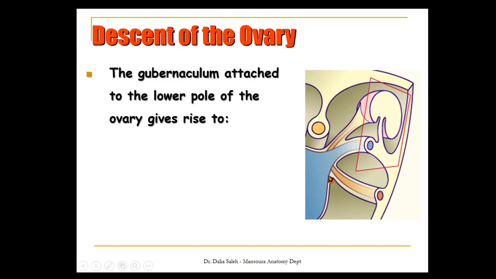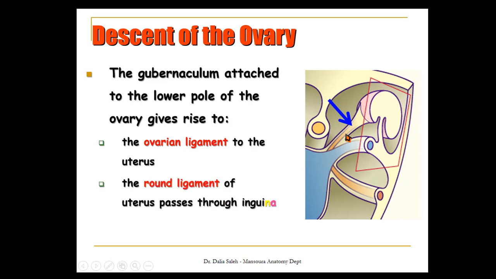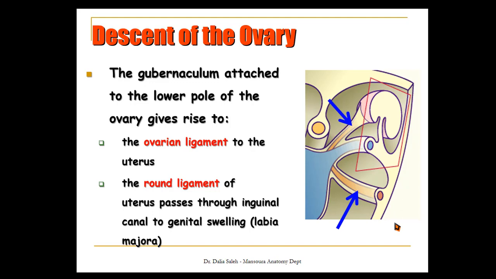The gubernaculum attached to the lower pole of the ovaries will give rise in this region to the ovarian ligament. If you remember the first picture I showed you, from the lateral angle or the corner of the uterus, we have a posterior ligament holding the uterus to the ovary or the ovary to the uterus. This is called the ovarian ligament. The other part of the gubernacular ligament will give rise to the round ligament of the uterus, which is also attached to the corner of the uterus but passes anteriorly through the inguinal canal and attaches to the labia majora.